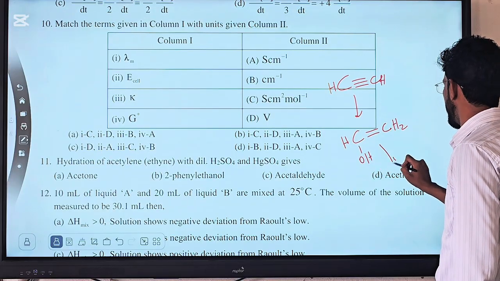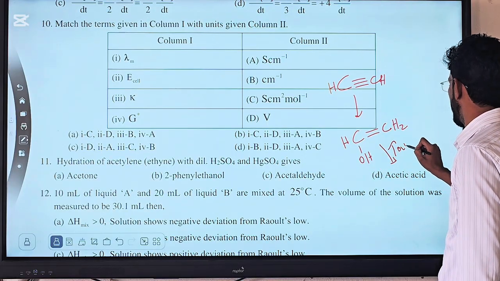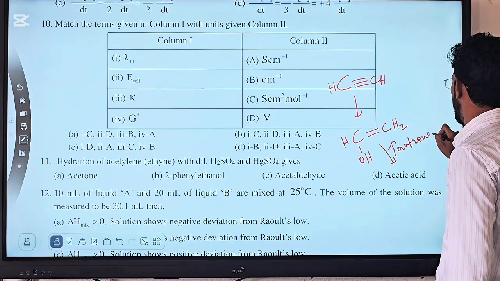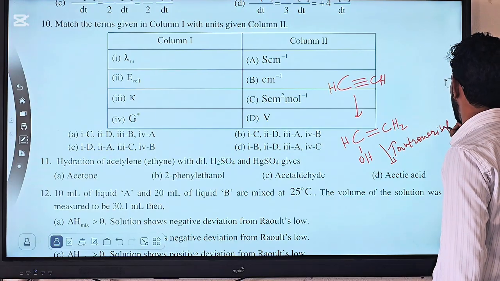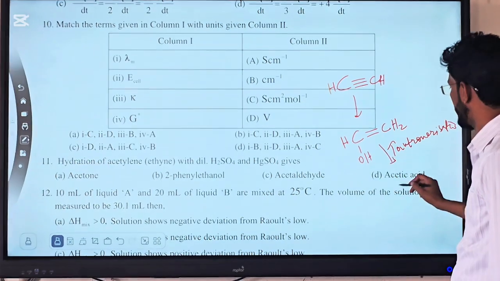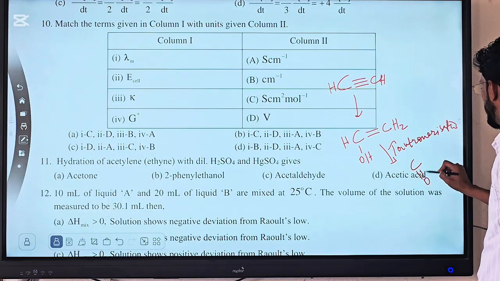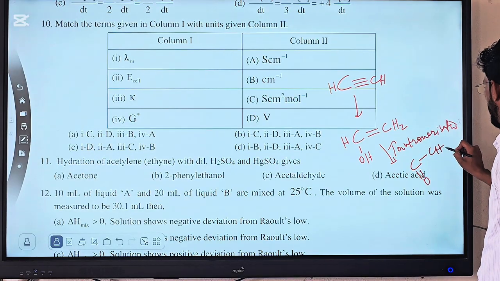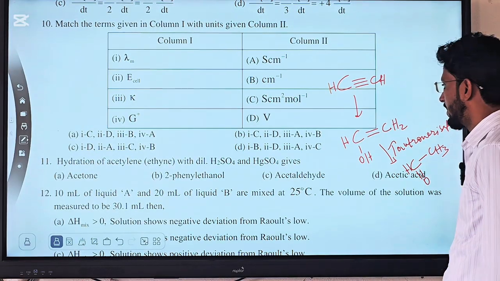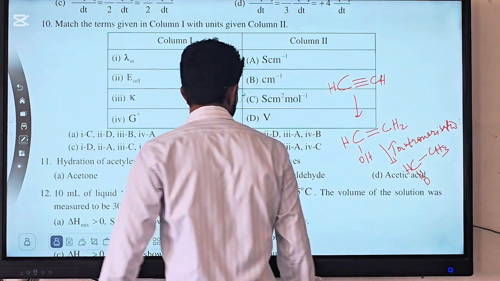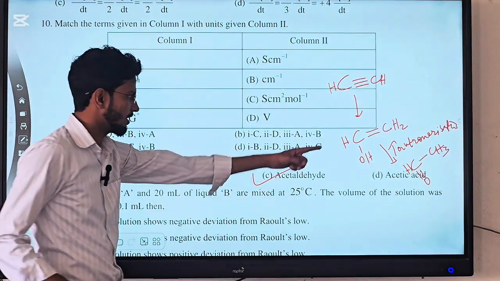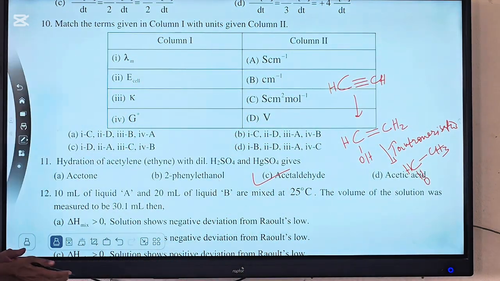If we tautomerize this, the formation of acetaldehyde will take place, CH3CHO. The answer will be acetaldehyde or ethanal. The answer will be C. Okay.